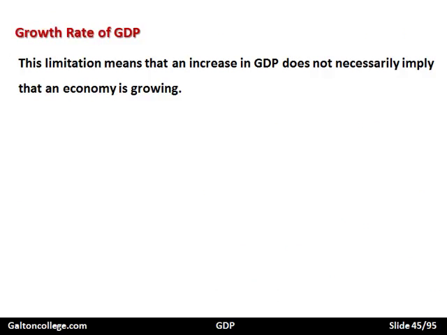The limitation means that an increase in GDP does not necessarily imply an economy that's growing. So if we don't allow for inflation, if we don't allow for changes in prices, we can't really say if it's output that's increased or prices that have increased. So we need to work this one out. Otherwise, that figure is ambiguous.